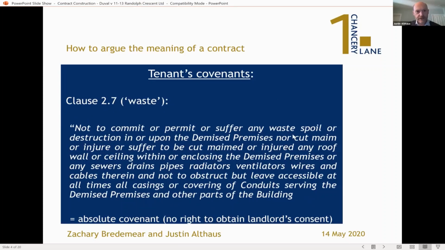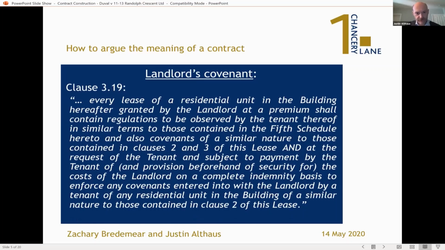That is an absolute obligation on the tenant not to do any of those things. And then there's the landlord's covenant here, and this is really the most important of all. This is clause 3.19. It's an obligation on the landlord. And it says that every lease of a residential unit in the building, that's to say 11 to 13 Randolph Crescent, hereafter granted by the landlord at a premium, shall contain regulations to be observed by the tenants in similar terms to those contained in the 5th schedule hereto, and also covenants of a similar nature to those contained in clause 2 and 3 of this lease. Clause 2, you'll remember, includes the 2 we've just looked at.